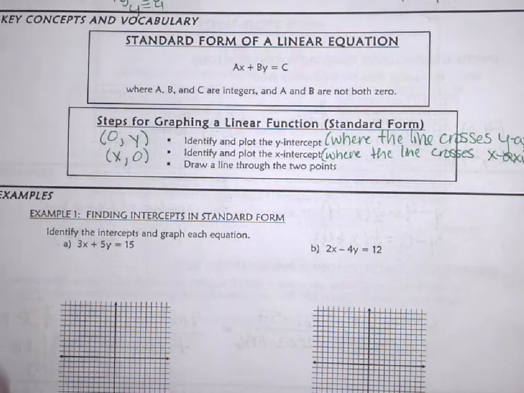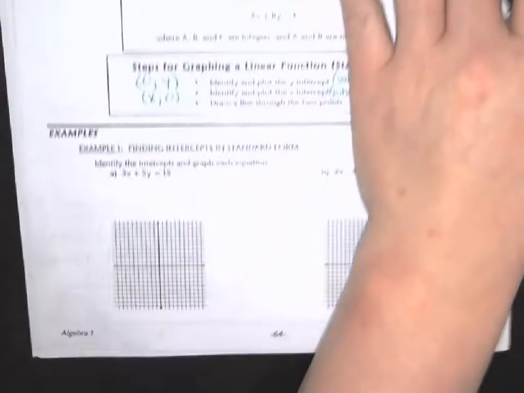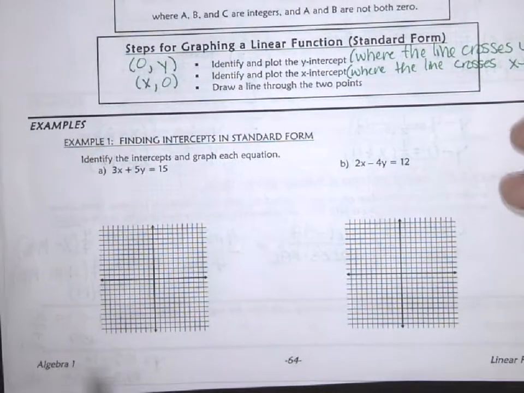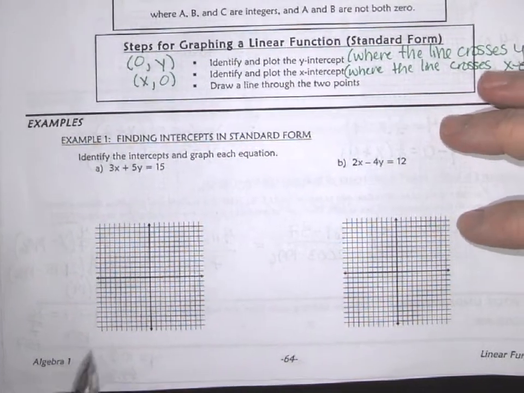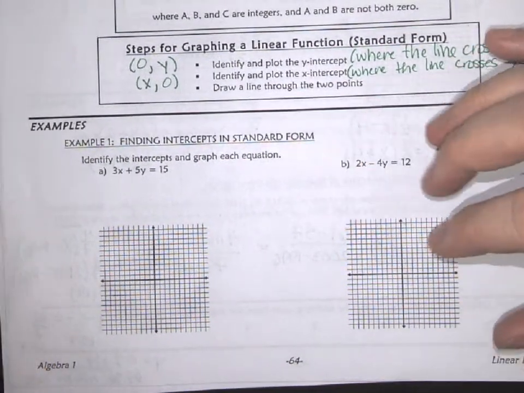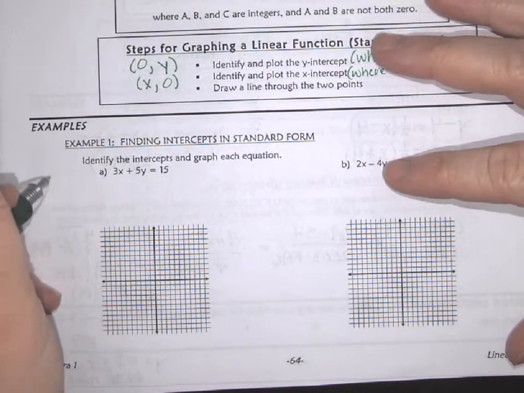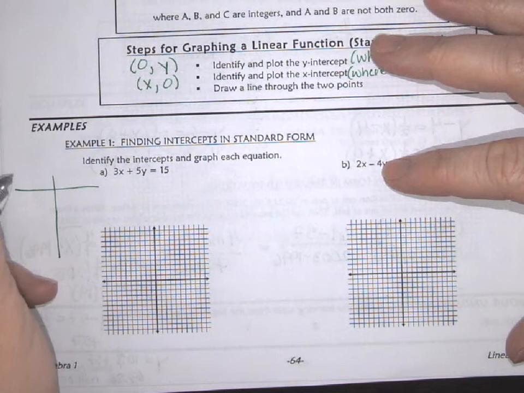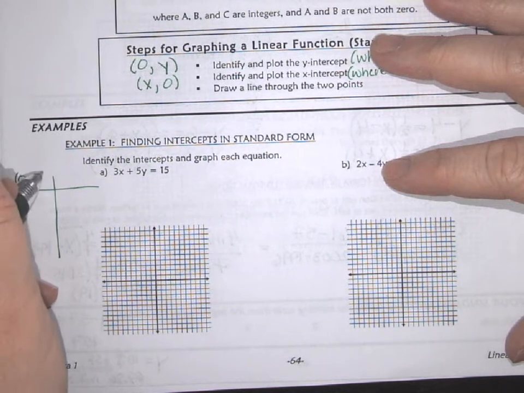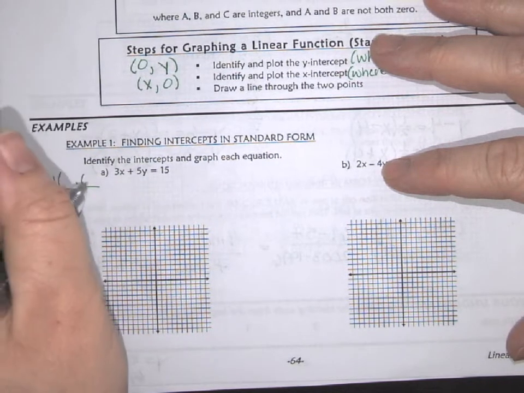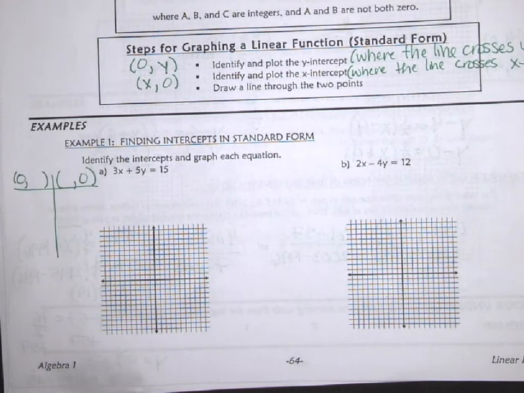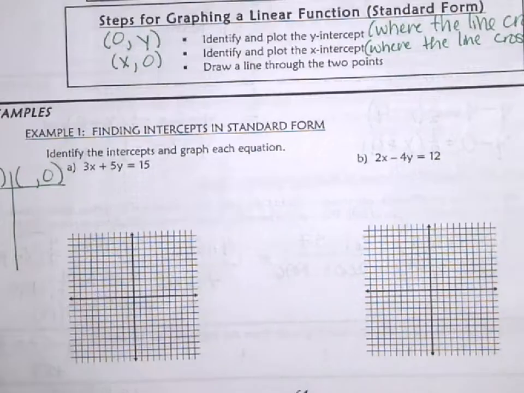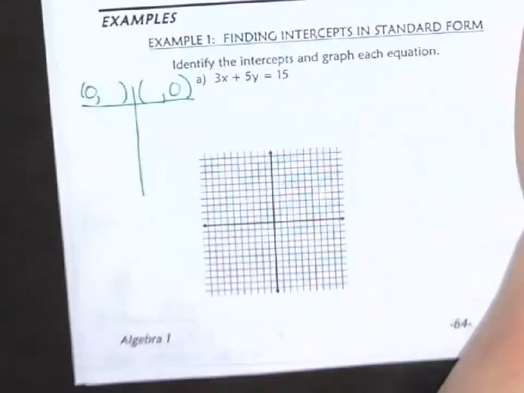All right, so let's go ahead and do this. So I like to set up kind of like a T-chart. Okay, so I'm trying to find the point when x is 0, what is y? And when y is 0, what is x? The really important thing here is that you're not finding one point. You're finding two.